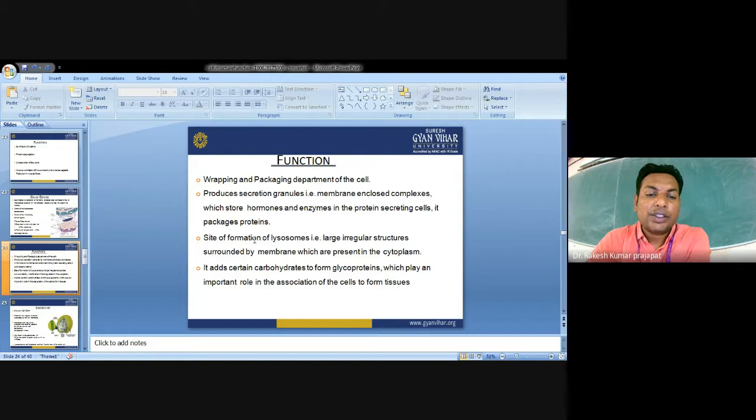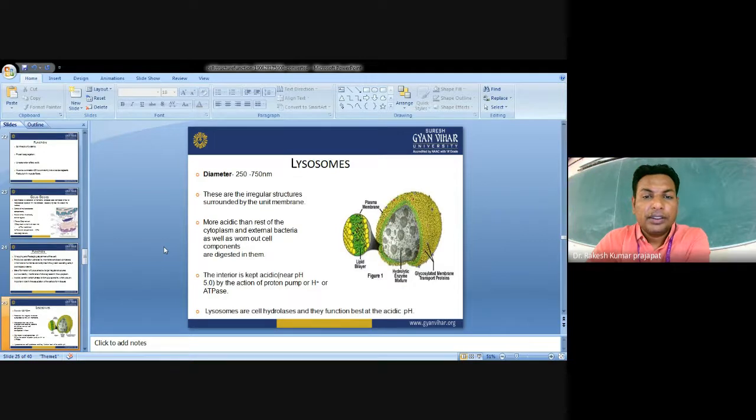Large irregular structures which are surrounded by plasma membrane are present in the cytoplasm. The Golgi body adds certain carbohydrates to form glycoproteins, which play an important role in the association of cells to form tissue.